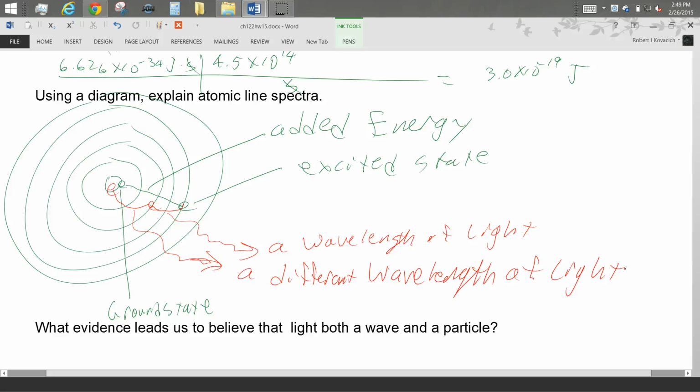And this phenomenon explains what fun thing? What form of entertainment does this explain? Fireworks. Yeah, this is explaining fireworks.